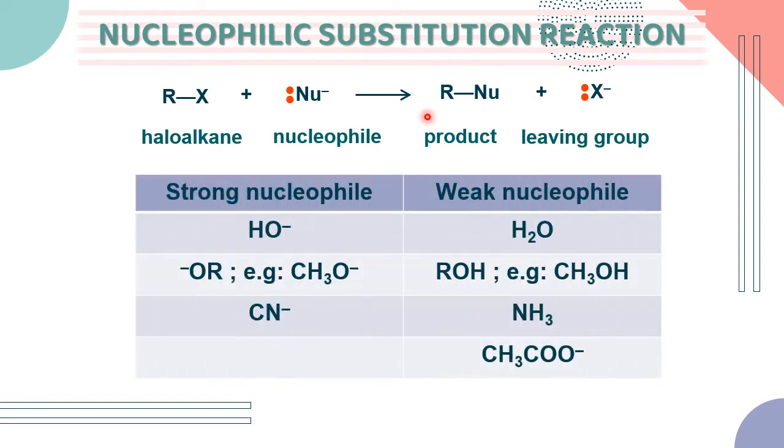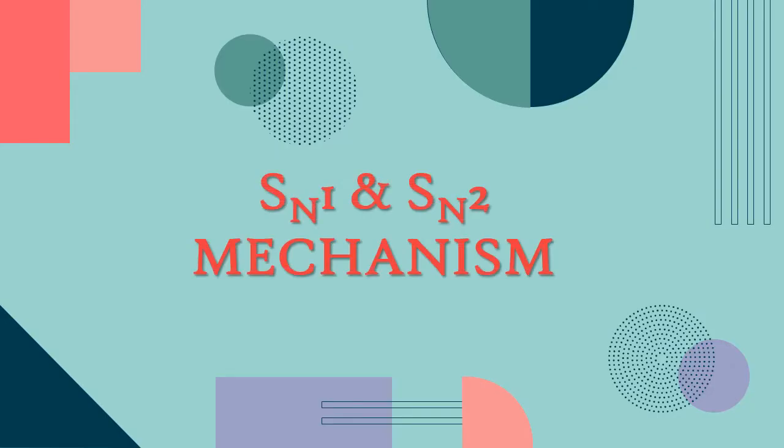So for our nucleophile, we have two types of nucleophile. We have strong nucleophile and we have weak nucleophile. So please make sure that you remember how to determine the strong nucleophile and how to determine the weak nucleophile. Now, let's proceed. So we're going to look at the SN1 and SN2 mechanism. But before we look at the mechanism itself, let's discuss a bit about what is SN1 and what is SN2.